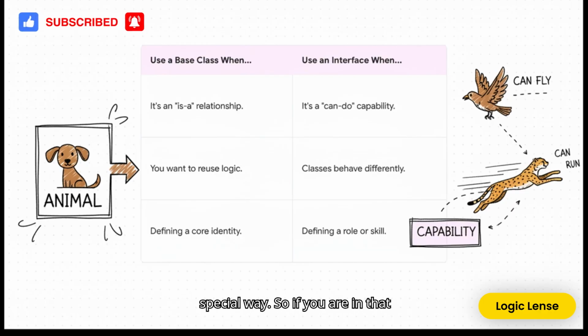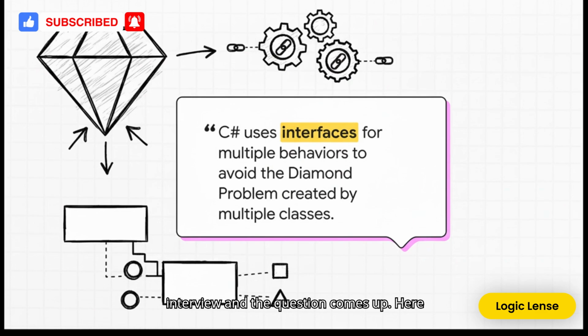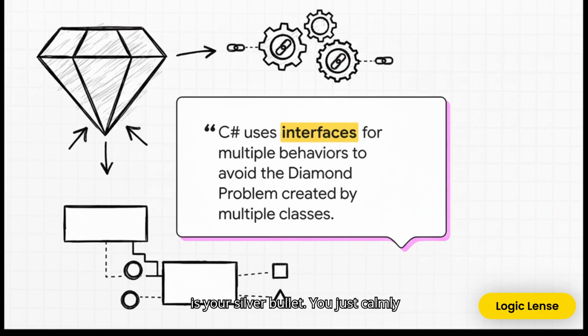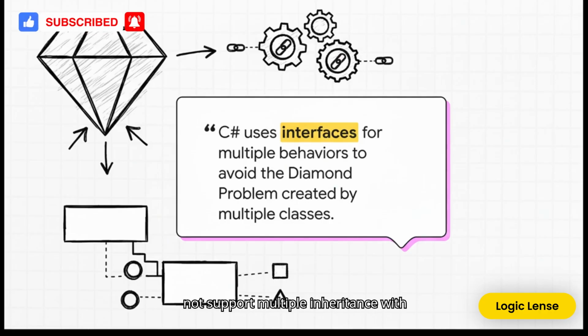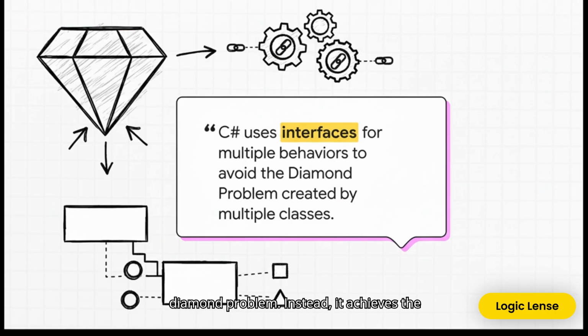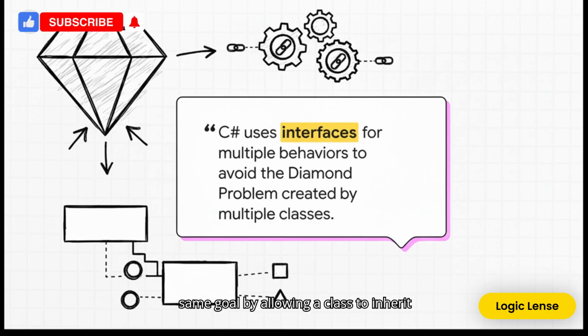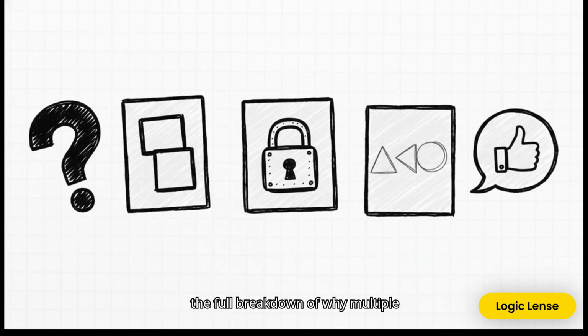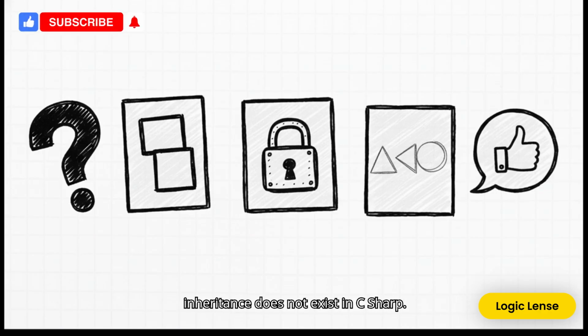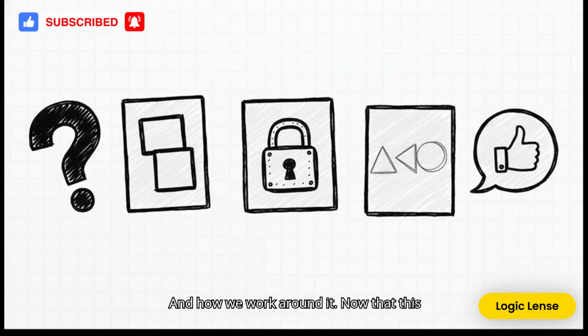So if you're in that interview and the question comes up, here is your silver bullet. You just calmly and confidently say this: C# does not support multiple inheritance with classes to avoid the ambiguity of the diamond problem. Instead, it achieves the same goal by allowing a class to inherit from a single base class while implementing multiple interfaces. You say that, and you've nailed it. And that is the full breakdown of why multiple inheritance doesn't exist in C# and how we work around it.